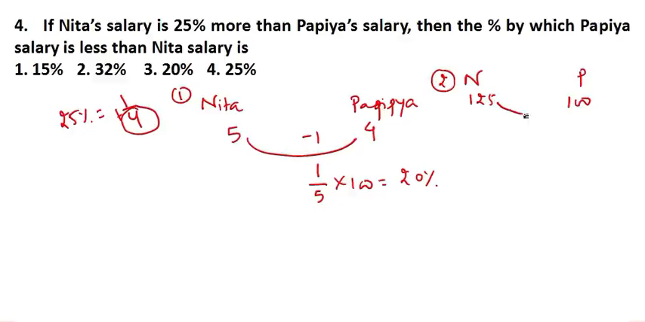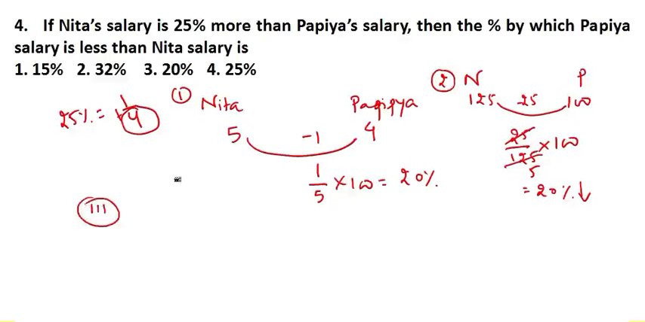So here the difference is 25. Papya is 25 less, on what? On 125. So 25 by 125, the negative means less, into 100. If you cut 5 times, it means 1 by 5, which is again 20%. So Papya's salary is less than Nitya's by 20%. I want to tell you one more method.